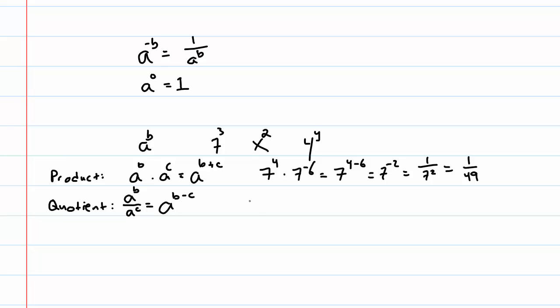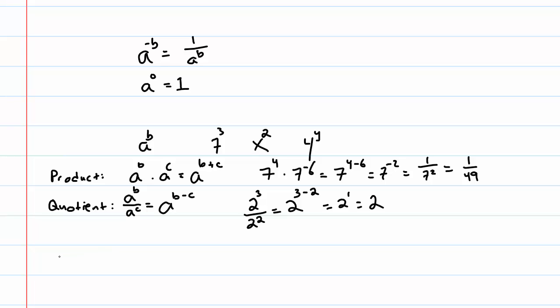As an example, if we have 2 cubed divided by 2 squared, we can rewrite this as 2 to the 3 minus 2, which is really just 2 to the 1. The exponent dictates how many of the same number we need to multiply, so we just have 1, 2.